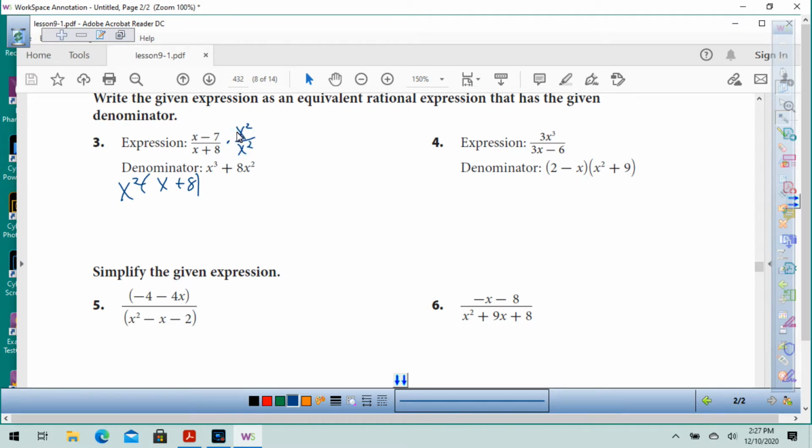So x times x squared would give you x cubed, and then negative 7 times x squared would be negative 7x squared. All right, now what about here? X times x squared would give you x cubed, and then 8 times x squared would give you plus 8x squared. Excellent, excellent.